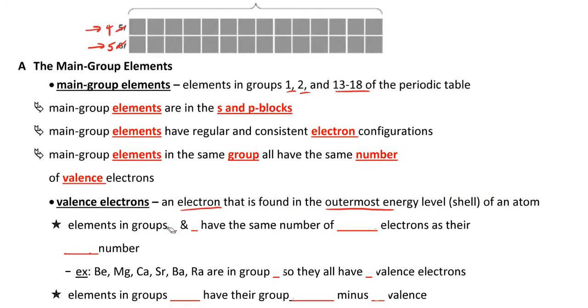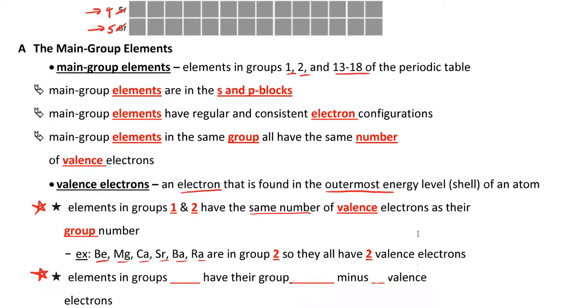So elements in groups 1 and 2 have the same number of valence electrons as their group number. So this is a little shortcut right here. I've got stars here for a reason. This should help you remember it. Because knowing the number of valence electrons actually helps you make some predictions about chemical reactivity as we move forward in this class. So for example, beryllium, magnesium, calcium, strontium, barium, and radium are all in group 2. And so the shortcut says that they all have 2 valence electrons.